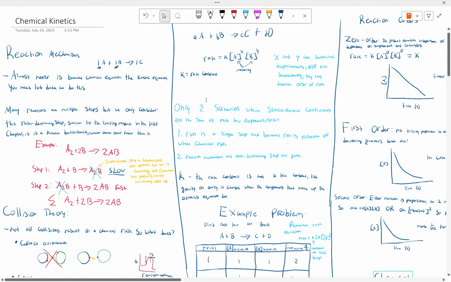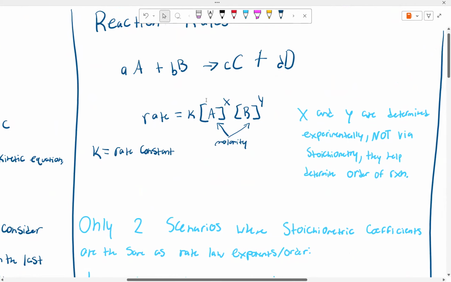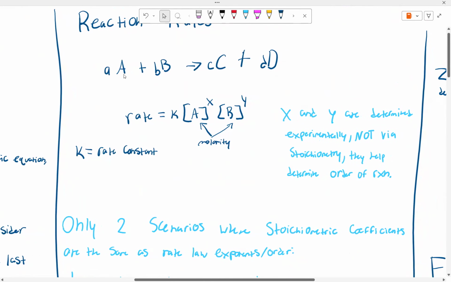Now we can go into reaction rates and kinetic equations. So over here, remember again, and I'm going to reiterate time and time again, that when you're determining your reaction rate or your kinetic equation, you need to have the data for these exponents x and y, which are also the orders for the concentration A and concentration B, experimentally, not via stoichiometry, which is up here. So this x wouldn't be little a. And b, or y, I should say, would not be little b.